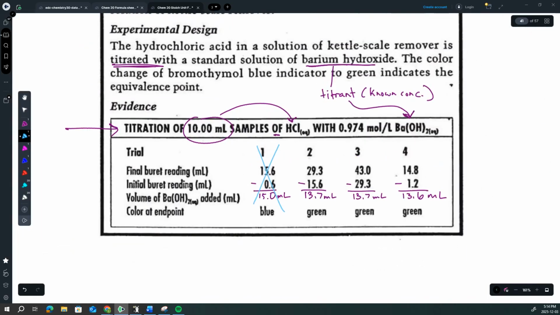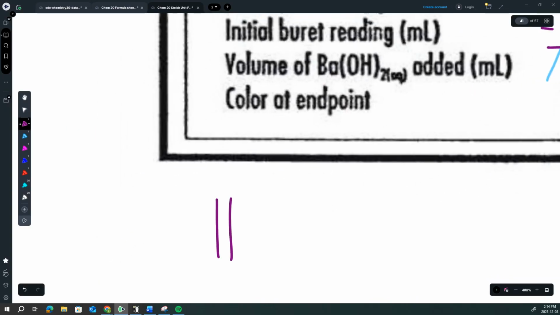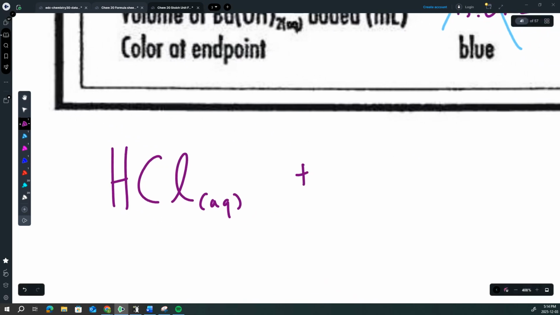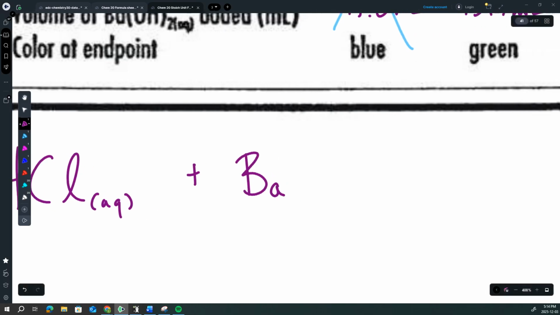Alright, so we're reacting hydrochloric acid with barium hydroxide. We can use that to start setting up our balanced chemical equation. So hydrochloric acid reacts with barium hydroxide.